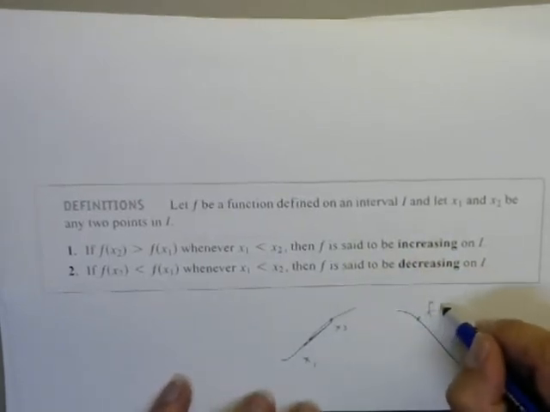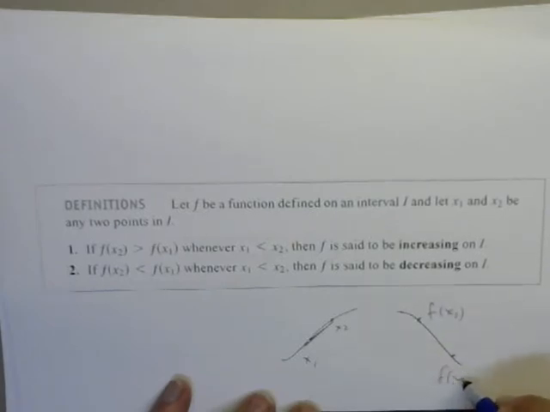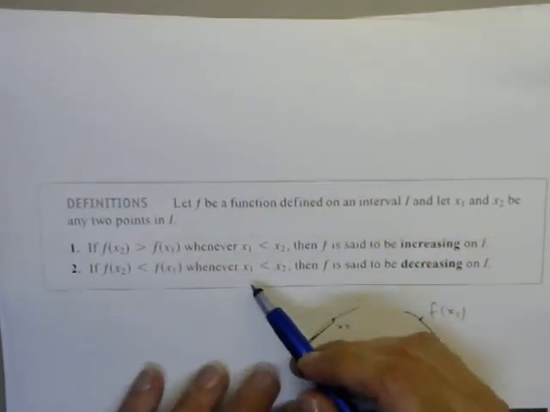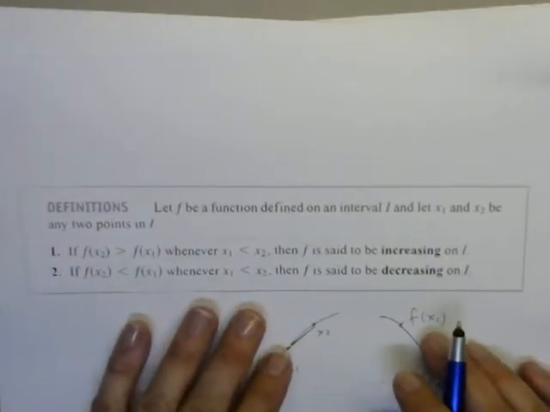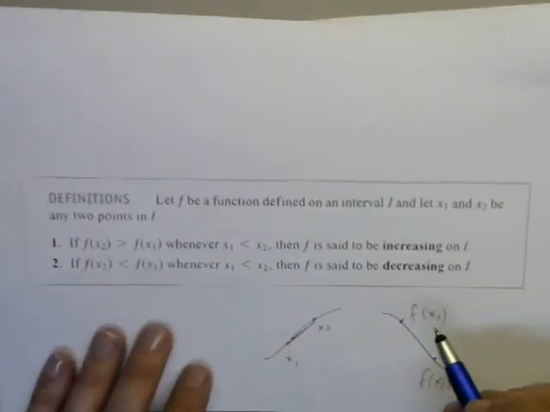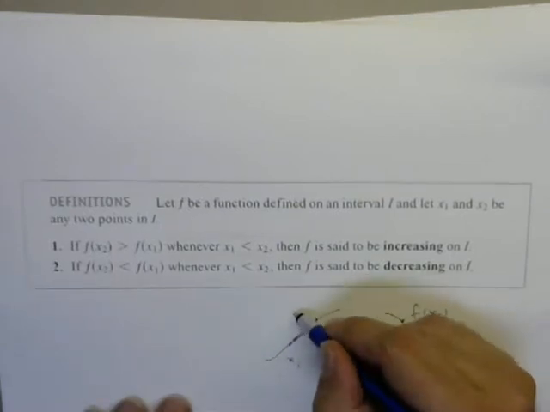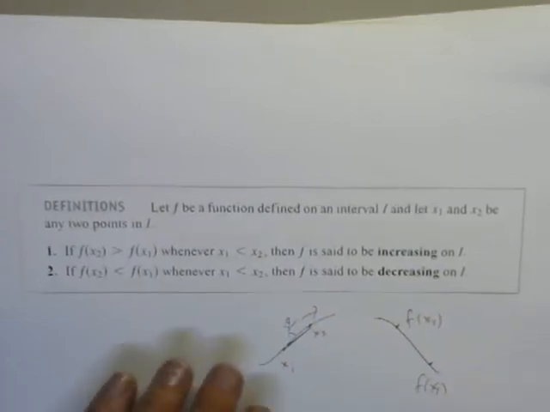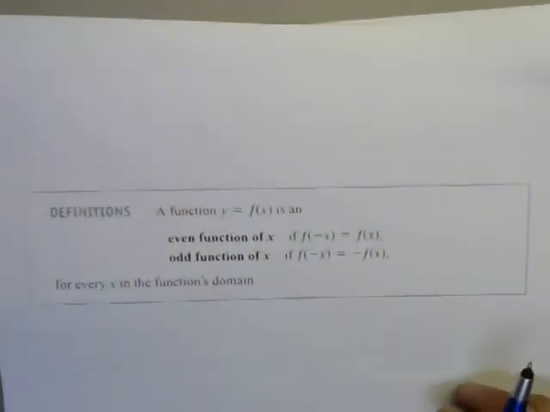So f of x sub 2 should always be greater than f of x sub 1 for anything where x sub 1 is some number to the left of x sub 2. This just makes common sense with regard to our notion of when a function is increasing or decreasing. Imagine that you're walking on the curve from left to right. If you're walking uphill, the function is increasing. If you're walking downhill, the function is decreasing.